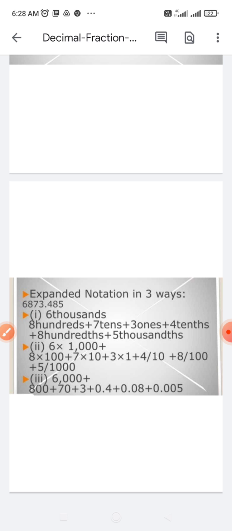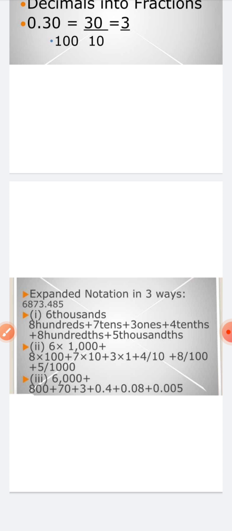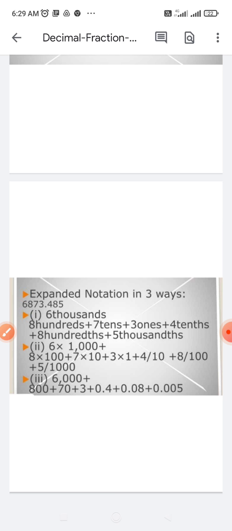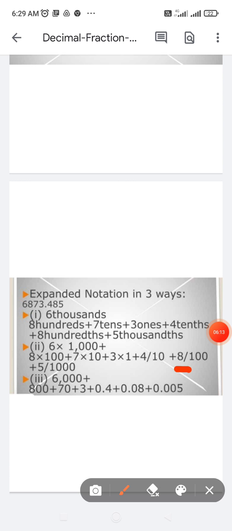Plus, this is very important. Next, how do they represent the decimal part? 4 divided by 10, that is in the tenths place. Then 8 in the hundredths place, so they represent 8 divided by 100. Then 5 in the thousandths place, so they represent 5 divided by 1000. This is how we need to write it. This is our second format, children.